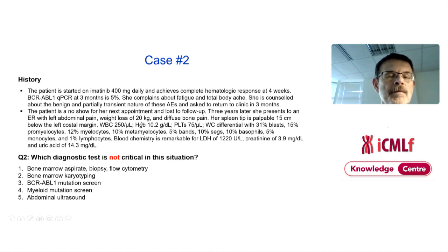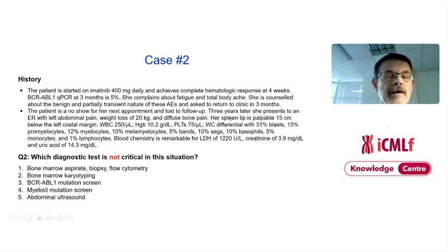in 3 months. Now, the problem is the patient is now a no-show for her next appointment and then is subsequently lost for follow-up, which actually doesn't happen all that infrequently in younger patients. 3 years later, she presents to an ER with left abdominal pain, weight loss, diffuse bone pain.